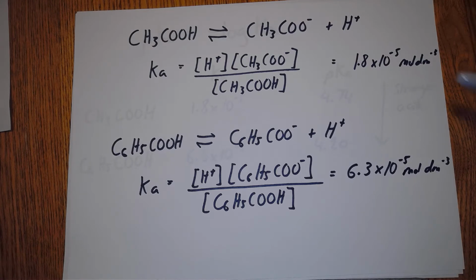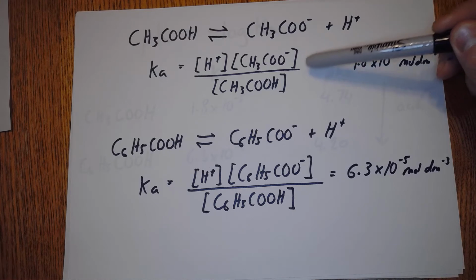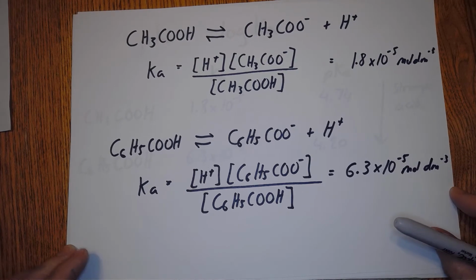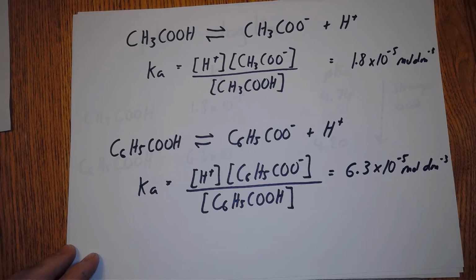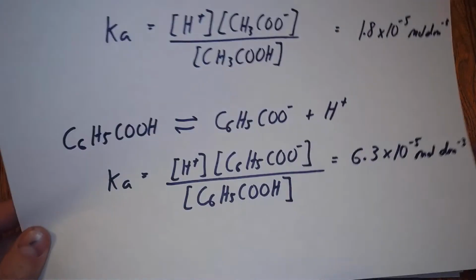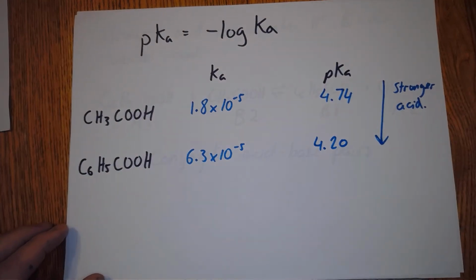Let's have a think. The bigger the Ka value, the more products you must have compared to reactants. So that means the more dissociation you have. So we can see here that benzoic acid has a higher Ka value than ethanoic acid. That must mean it's a stronger acid. But comparing these numbers, and they're times 10 to the minus something, can get a little bit messy, and so we have a method just to clean it up a bit.